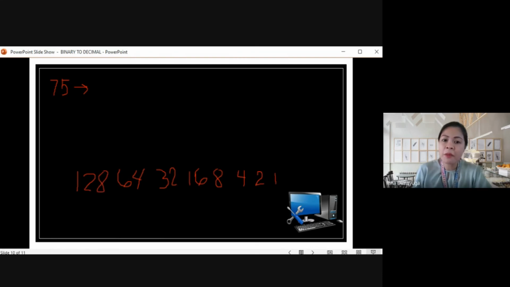Now, this is the number value that we are going to use to convert the 75 decimal into its binary format. 128 is greater than 75, so let's cross this out. It should be turned off. It is not included. The next number is 64, and 64 is less than 75, so we should write 64 here.